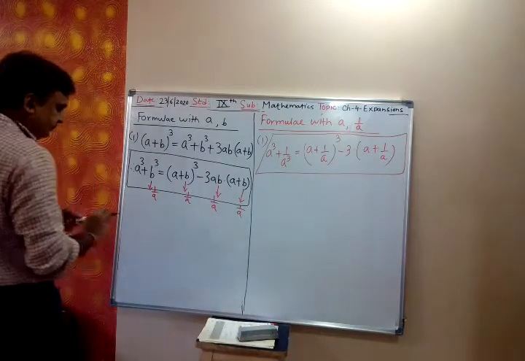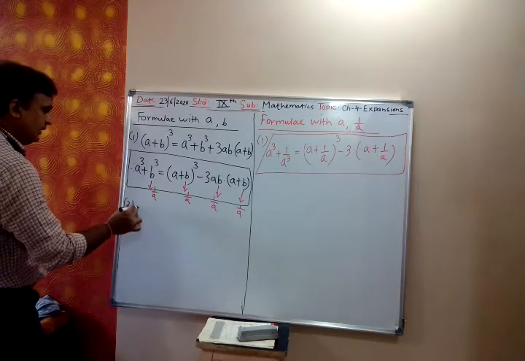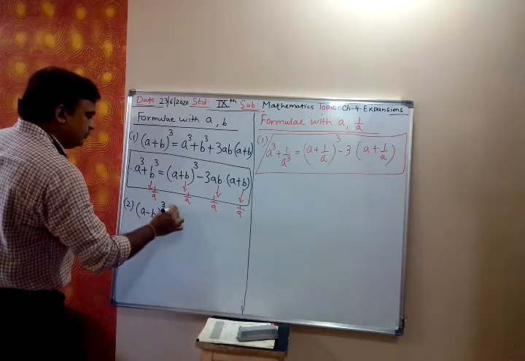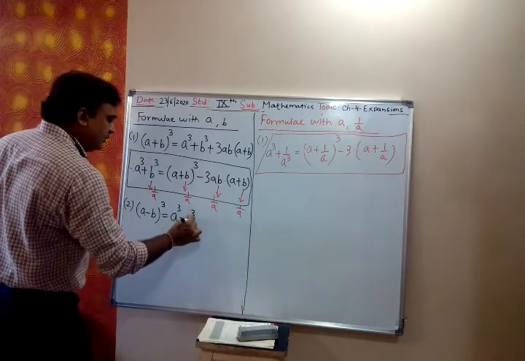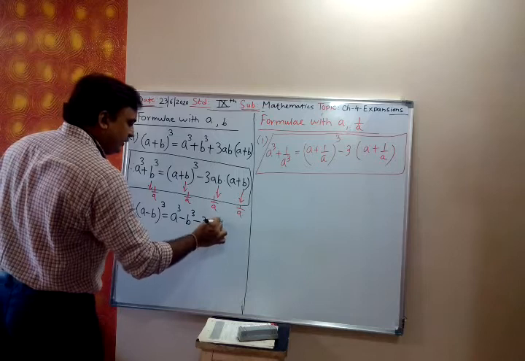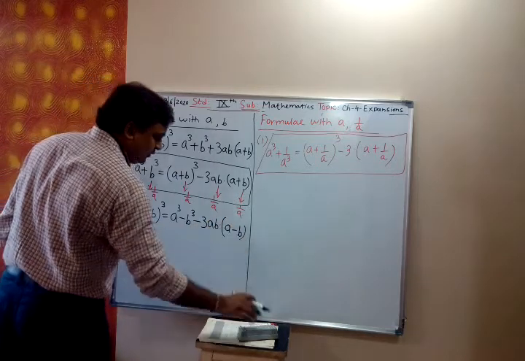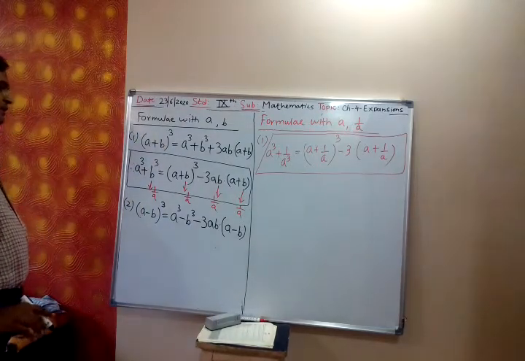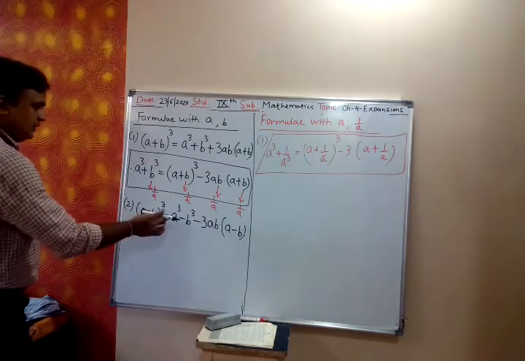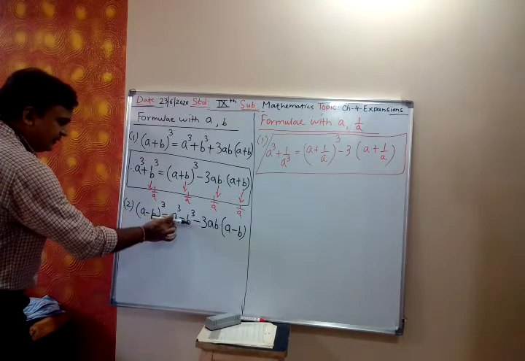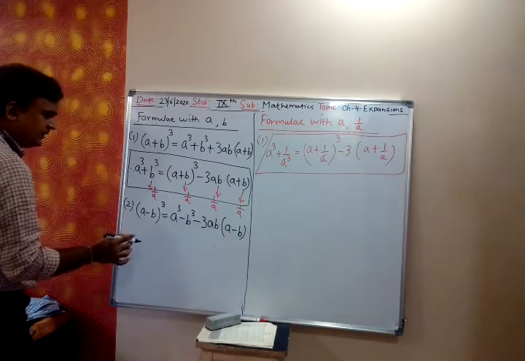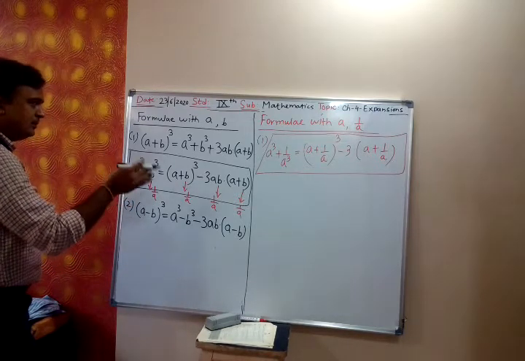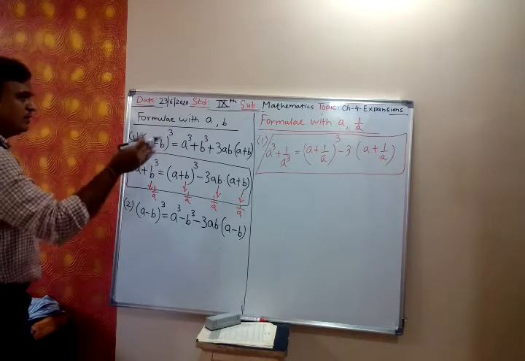Then second, a minus b whole cube. A minus b whole cube is a cube minus b cube minus 3ab into bracket a minus b. This is the formula for a minus b whole cube. From this I will derive the formula for a cube minus b cube. In each formula of a and b, you can replace b by 1 upon a and get the formula for a comma 1 upon a.